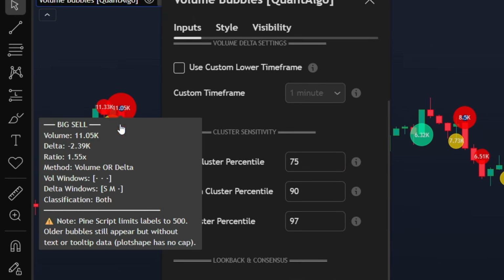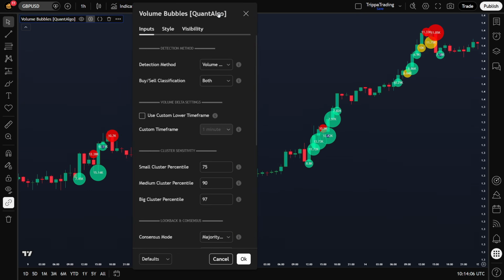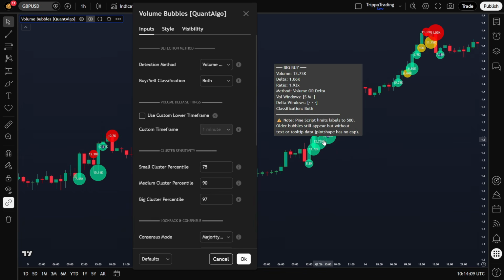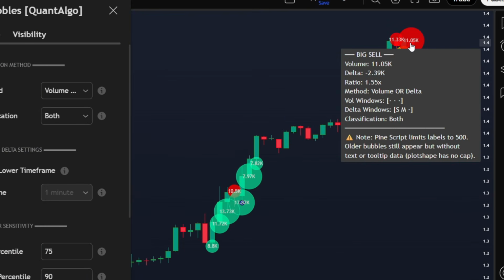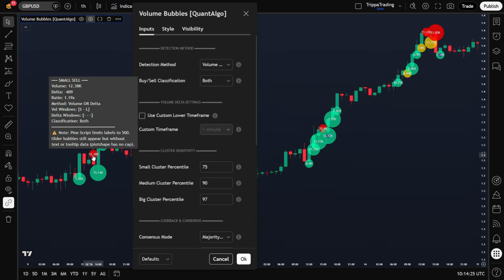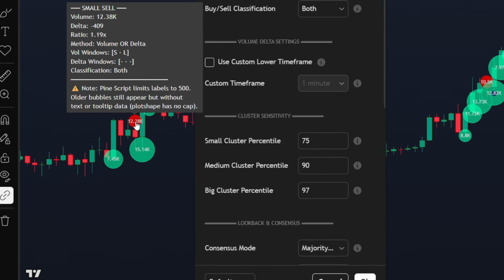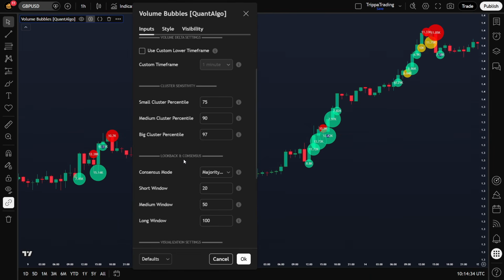A big bubble tells you that volume activity on that candle was unusually strong compared to what the market had been doing recently. But this is very important. These bubble sizes are relative, not absolute. You may see one candle with 60,000 volume marked as small, and somewhere else a candle with 50,000 volume marked as medium. That is not a mistake. It simply means the indicator is comparing that candle's volume to the surrounding recent volume history, not using one fixed number for all situations. So always remember, this indicator is measuring relative significance, not just raw volume.